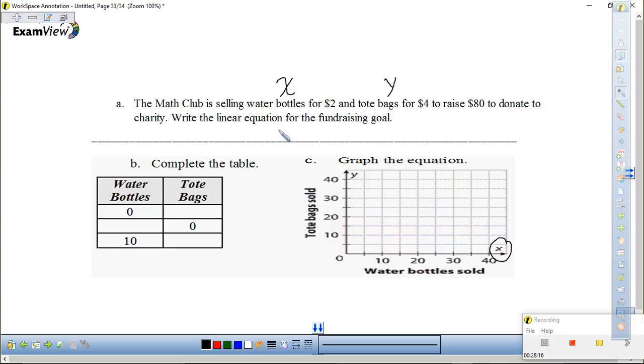How much are the bottles? Do we know how many? No, so we write X plus $4 for the tote bags. Do we know how many? No, so we write Y equal to 80. So check this out. They want us to substitute for the water bottles 0. So instead of X, what do I write? 0. Or look what they're doing. When they do this, it's basically doing this.